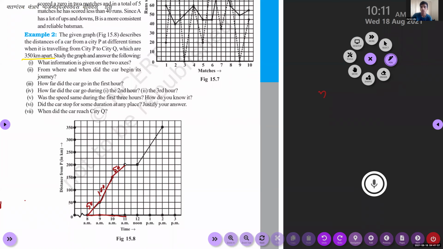No, ma'am, the speed is not the same because to travel the first 50 kilometers, it took 1 hour. Then in the next 1 hour, it travels 100 kilometers. So the speed increased. Again the speed decreased. So the speed is not equal. How do you know it? Because the distance traveled in these 3 intervals is different. You can write the answer in your words: the distance traveled by the car during these 3 hours is different, so the speed is different.